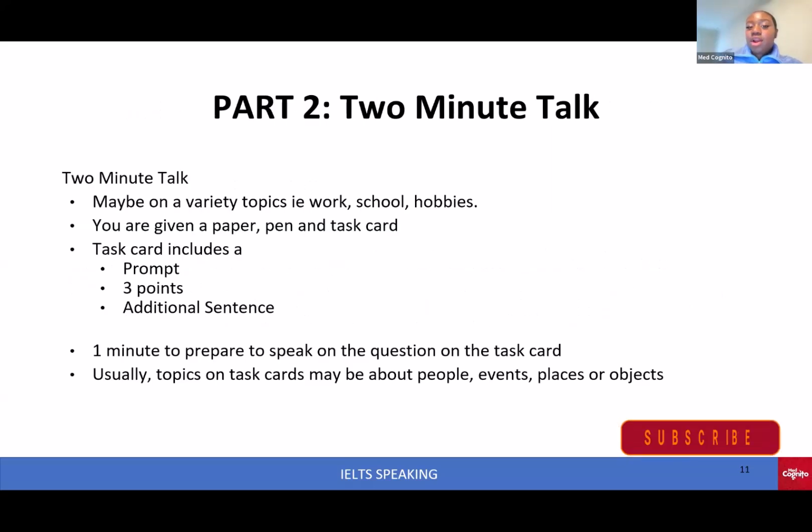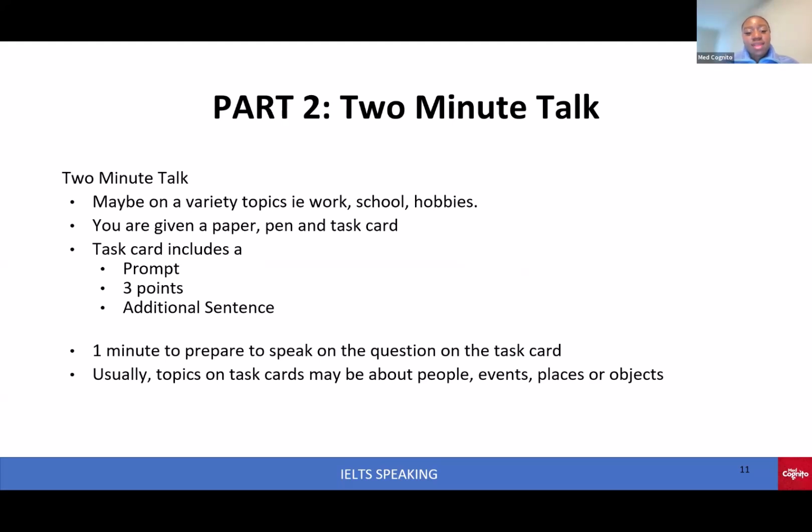Let's dive into part two, which is the 2-minute talk. Again, this portion is on a variety of topics that encompass work, school, hobbies, and you'll be given a piece of paper and pen and also a task card. And the task card will include a prompt, 3 points, and an additional sentence. You'll be given 1 minute to prepare to speak on whatever questions are indicated on the task card.